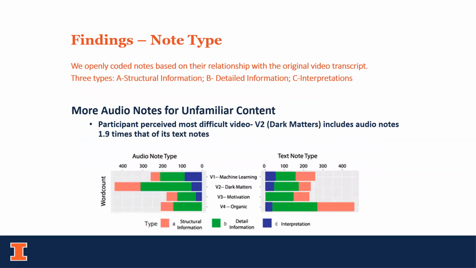Then, to take a closer look at what notes participants took, we openly coded note content based upon their relationship with the original video transcript. We have 3 types of note. A is structural information, B is detailed information, C is interpretation. We found participants took more audio notes for unfamiliar contexts, like shown in the figure below. The second video on dark matter, which is perceived the most difficult, has 90% more audio notes than text notes.